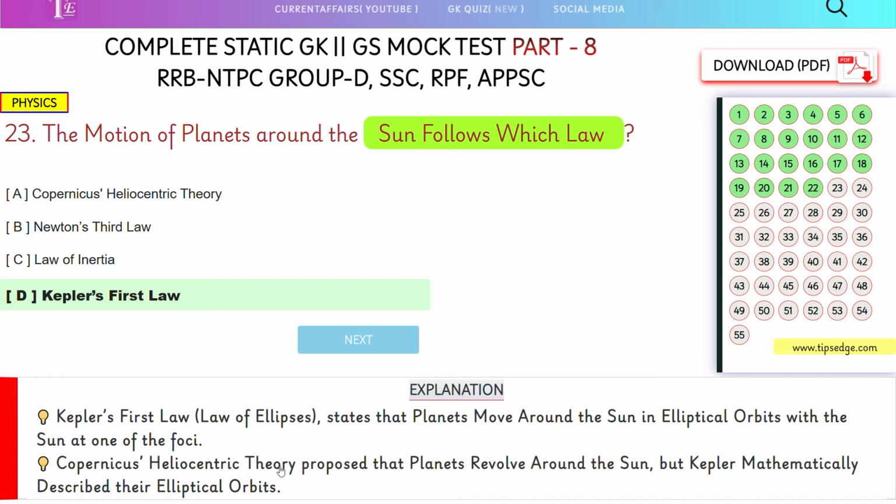Copernicus' heliocentric theory proposed that planets revolve around the Sun, but Kepler mathematically described their elliptical orbits.